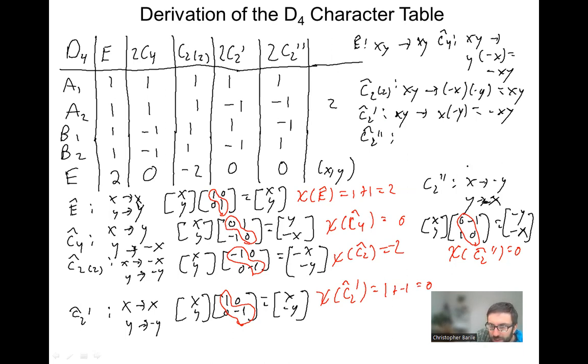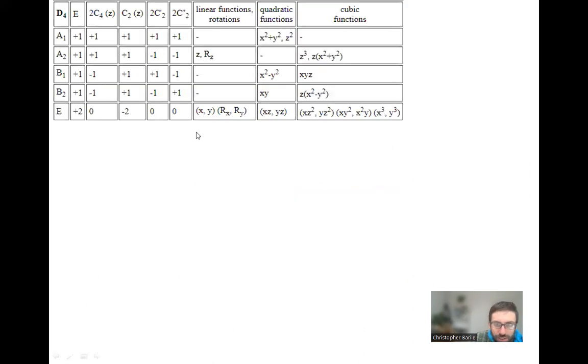And so what did that end up doing? That took xy to xy. So that ends up getting us an xy there. So then you just go through here and say, okay, xy went to xy, 1, negative 1, 1, negative 1, and 1. And so xy transforms as B2. And so you can see that right here, how we got that. So that's just one example. You can do it for some of the other formulas as well.